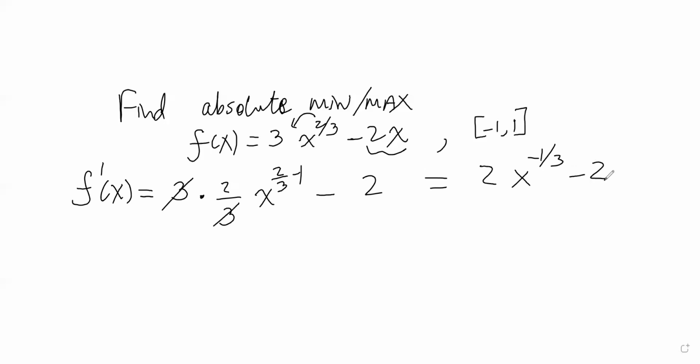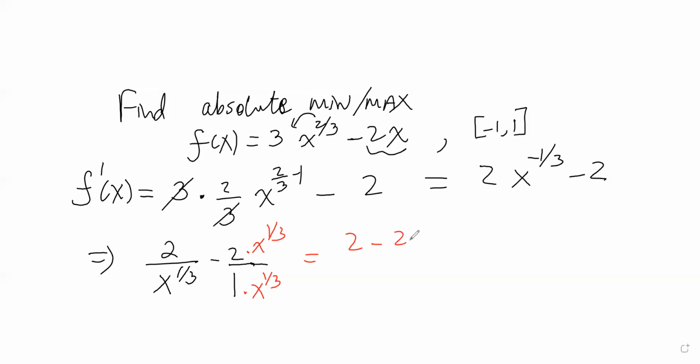And I'm just going to write this like this: 2 over x to the 1/3, minus 2. And then I can just put 1 here and multiply top and bottom by x to the 1/3. This will be 2 minus 2x to the 1/3, over x to the 1/3, right? Now, this is our derivative function.